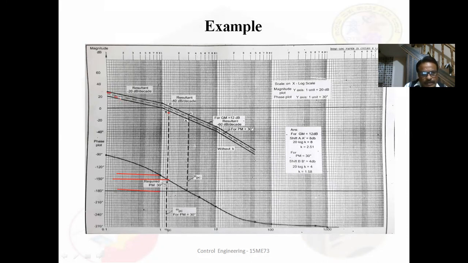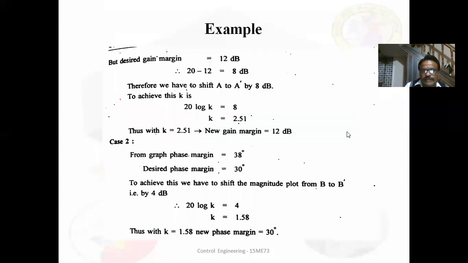That is a dotted line. Can you see this dotted line? It is parallel to the previous resultant magnitude line considering k value equal to 1. Then afterwards, you have to find the new k value. Now you can see from the graph the phase margin is 38 degree. The desired phase margin is 30 degree. Then what is that k value?